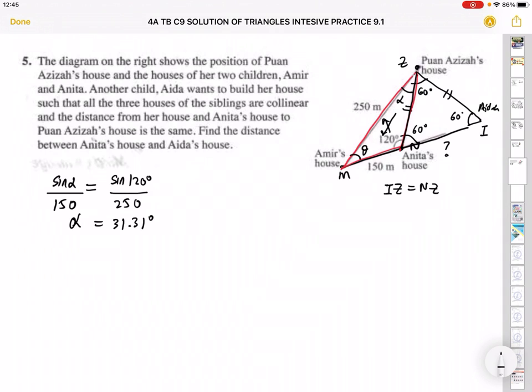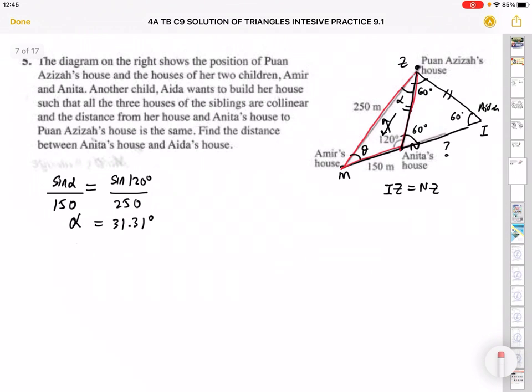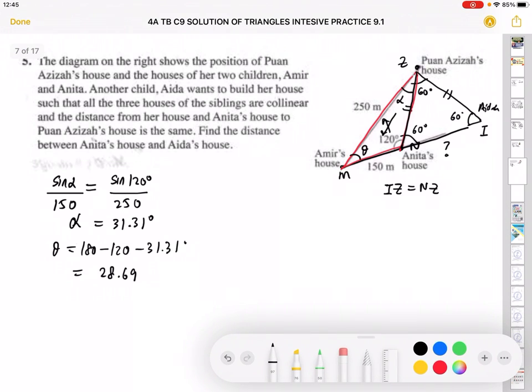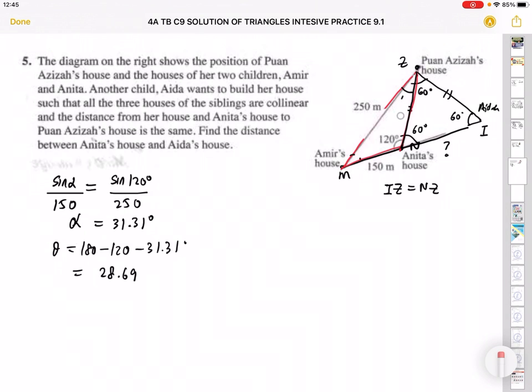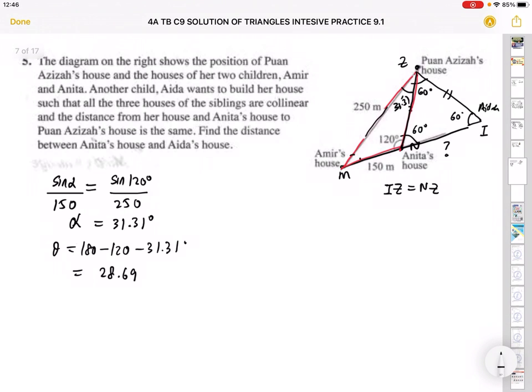Now next I want to find Aziza's house to Anita's house. So I use ZN divided by sine theta. I need to find theta. Let me write down theta first. Theta will be 180 minus 120 minus 31.31. So this will give us 28.69. I can just map it on the diagram for you to see. Since I know this angle is 31.31, 180 minus 31.31 minus 120, so this is 28.69.